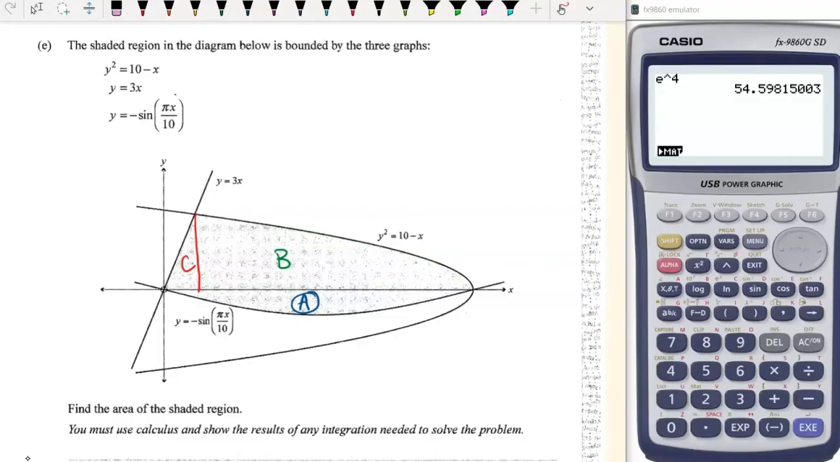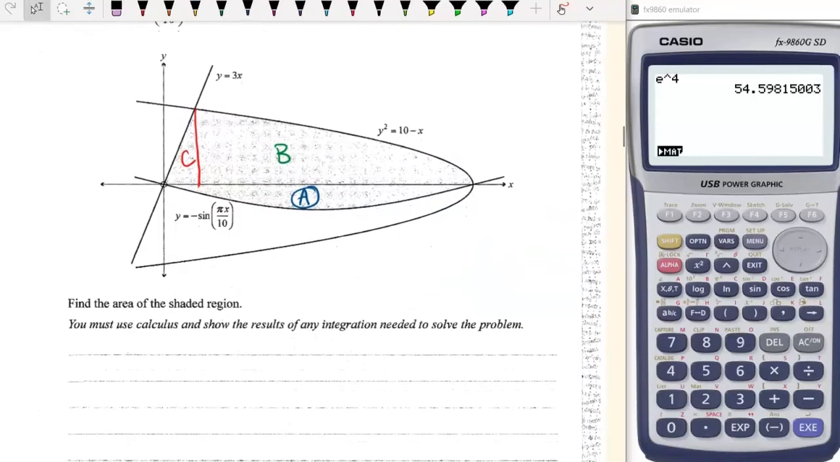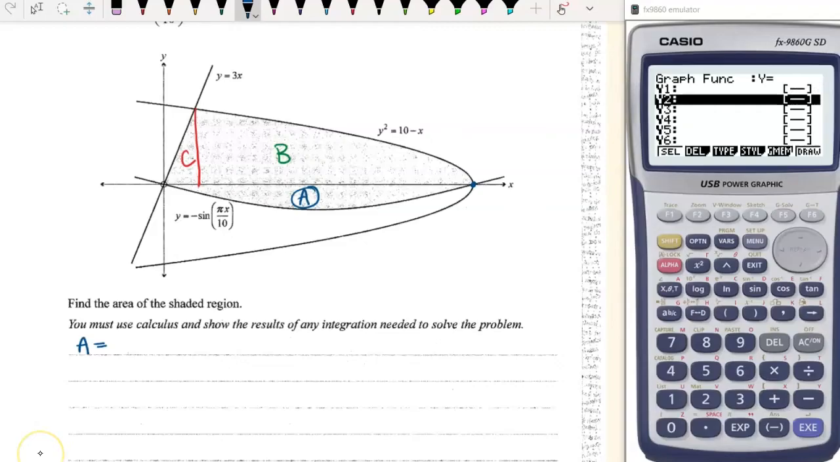Okay, so let's start with A. That's the area under the curve, which is this sine curve that's been put on there, between 0 and its intersection point here. Now, these two curves, the one to do with sine and the one to do with y squared, both intersect with the x-axis at this same point here. The easiest one to use to find that is this one. So when we're on the x-axis, then y is equal to 0. So x must be 10.